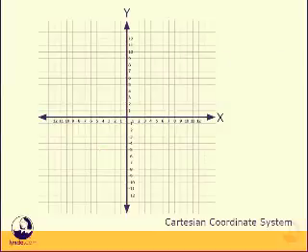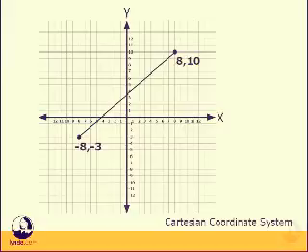Let's look at the Cartesian coordinate system from my perspective. Let's assume I'm creating a line in AutoCAD. If I'm creating a line, I start out by picking my start point, and then I pick my end point to complete my line. Let's look at how AutoCAD views this line. AutoCAD views this as a line segment that was drawn from coordinate -8, -3 to coordinate 8, 10.